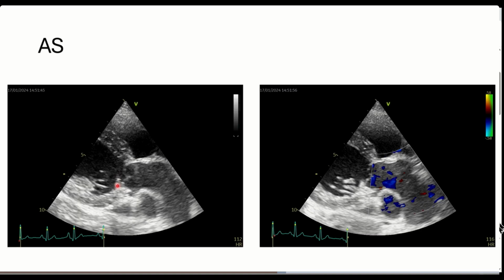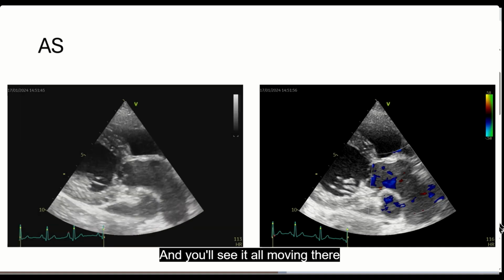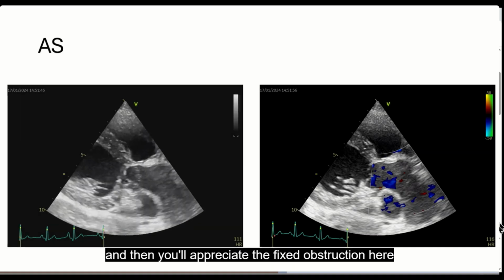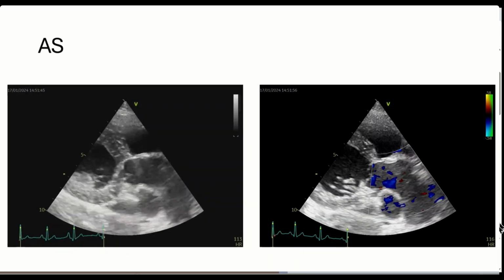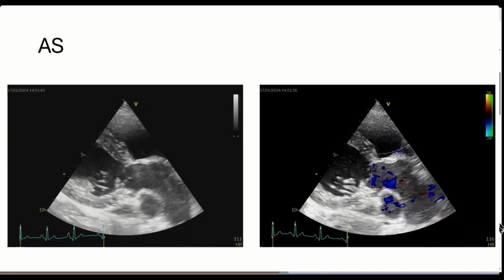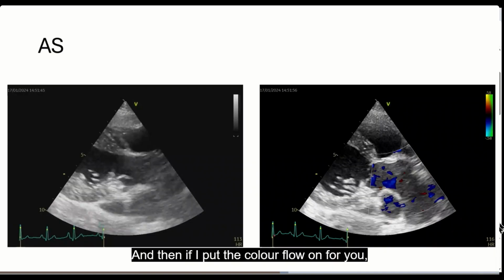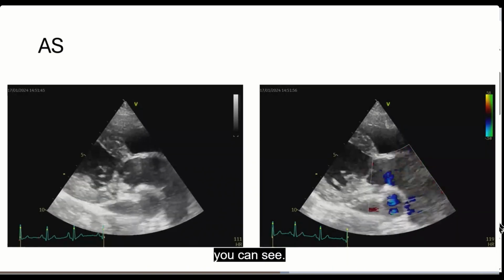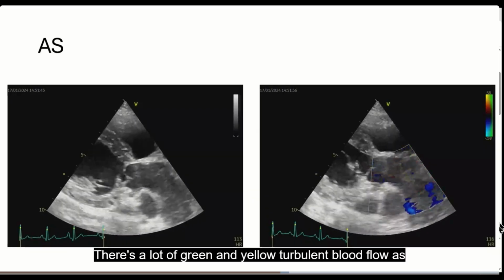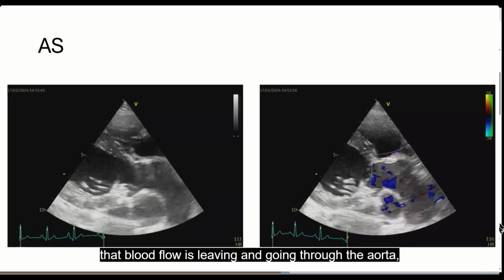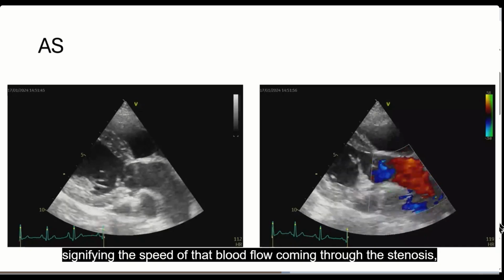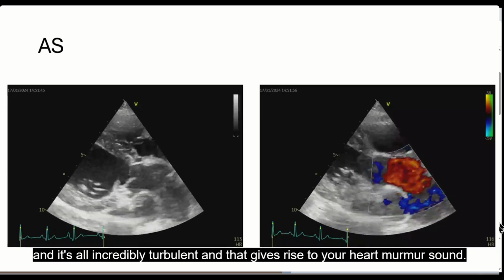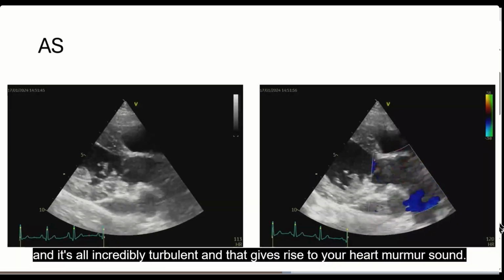So I'll play the video for you and you'll see it all moving there, and then you'll appreciate the fixed obstruction here in the way of that outflow tract. And then if I put the colour flow on for you, you can see there's a lot of green and yellow turbulent blood flow as that blood is leaving and going through the aorta, signifying the speed of that blood flow coming through the stenosis, and it's all incredibly turbulent, and that gives rise to your heart murmur sound.